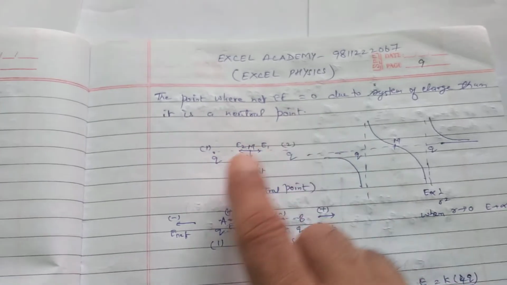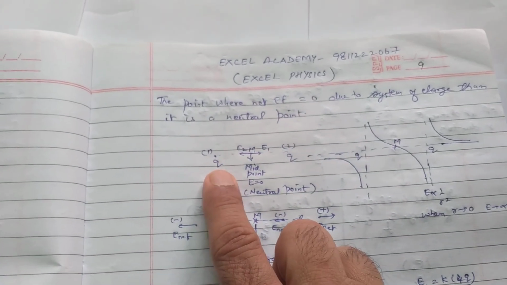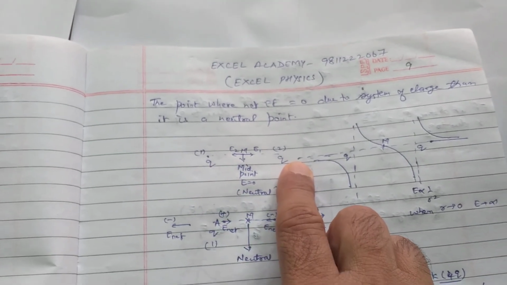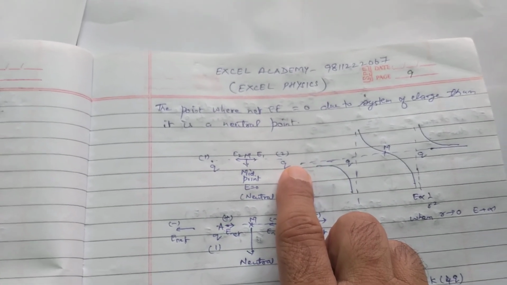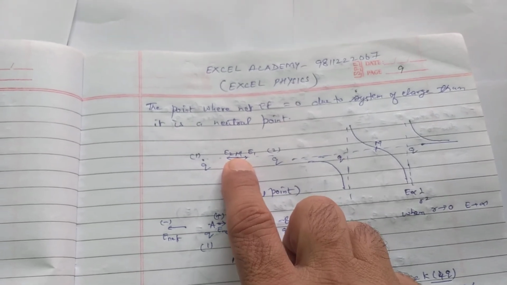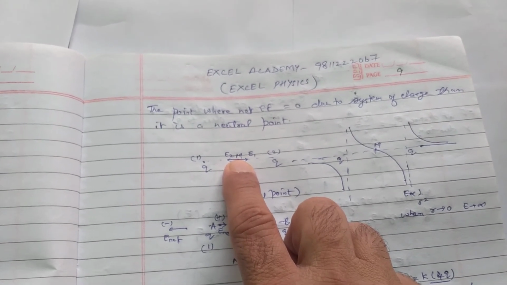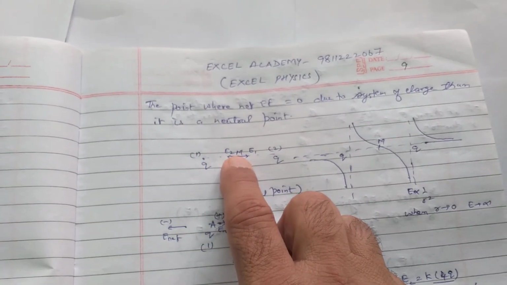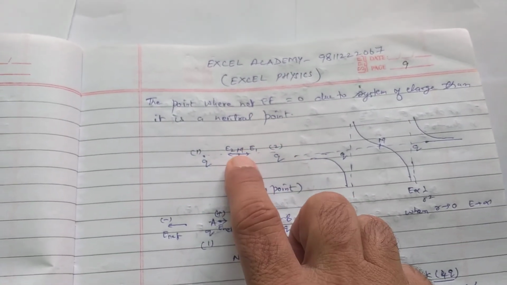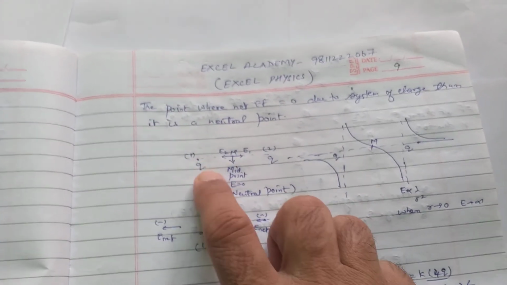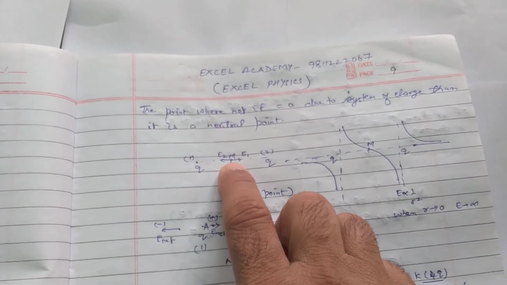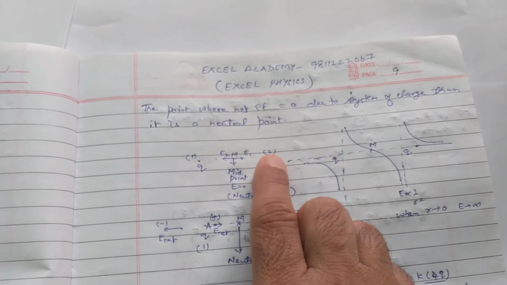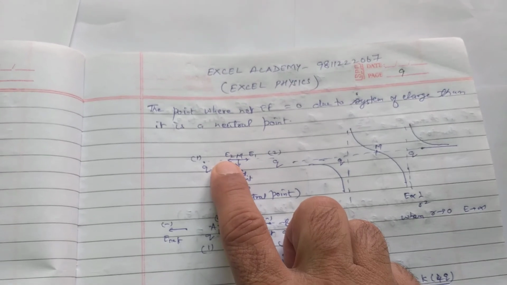Let us say I have a charge Q. Both charges are of equal nature and equal magnitude. So at point M, I want to find out the electric field. Let us say M is a midpoint and it is at distance R and same distance from Q. So what is the electric field due to this charge at distance R? kq upon r square. Similarly, due to this charge, kq upon r square.